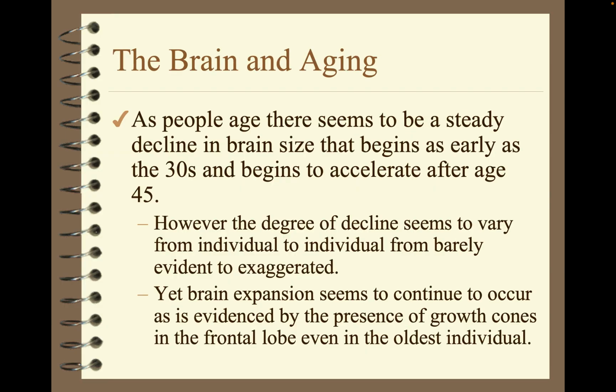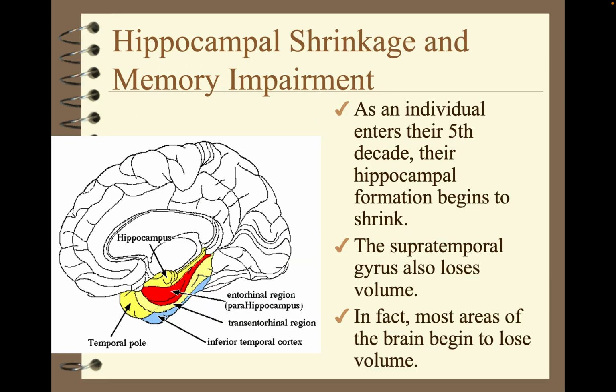As people age, there seems to be a steady decline in brain size that begins as early as the 30s and begins to accelerate after age 45. However, the degree of decline seems to vary from individual to individual, from barely evident to exaggerated. Yet, brain expansion seems to continue to occur, as is evidenced by the presence of growth cones in the frontal lobe, even in the oldest individual.